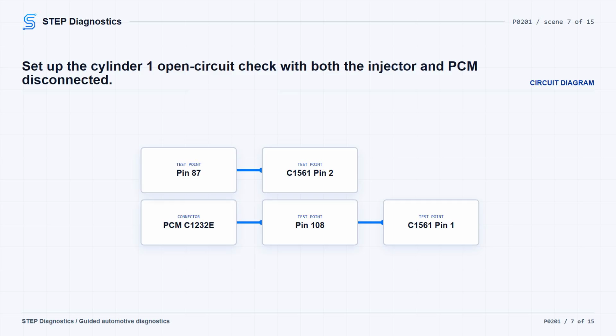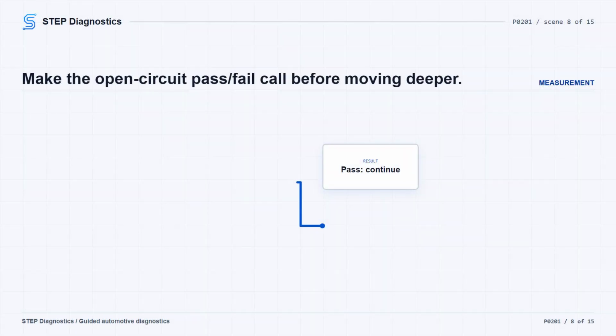Then between C1232E pin 87 and C1561 pin 2. The resistance needs to be less than 5 ohms. If it is less than 5 ohms, continue. If it is not less than 5 ohms, repair the open circuit, clear the PCM codes, and repeat the self-test.